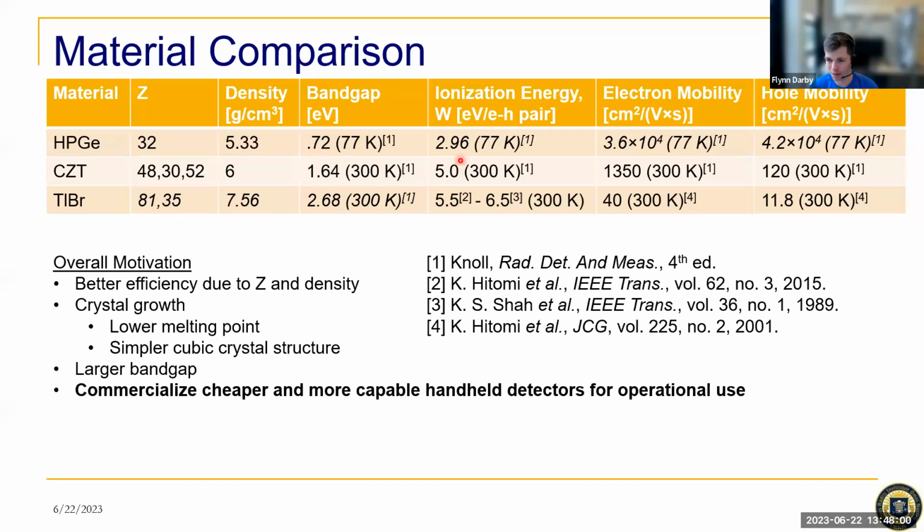I think we have another quick one just on the HPG. So a higher temperature would make HPG malfunction, as a question. 77 Kelvin is a pretty low temperature. How is it kept at that temperature?